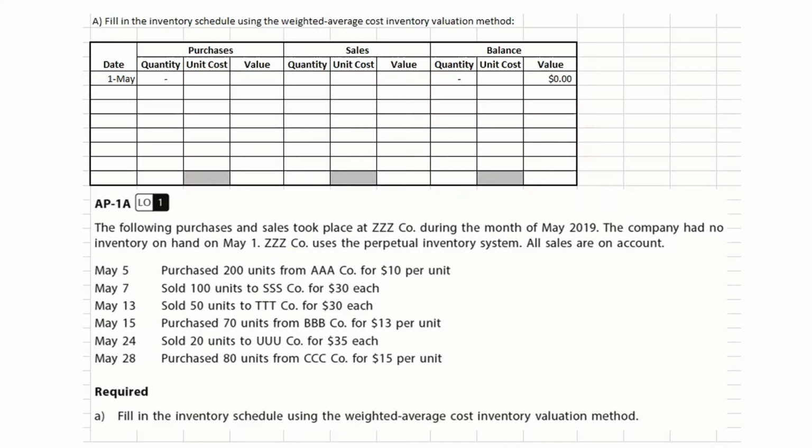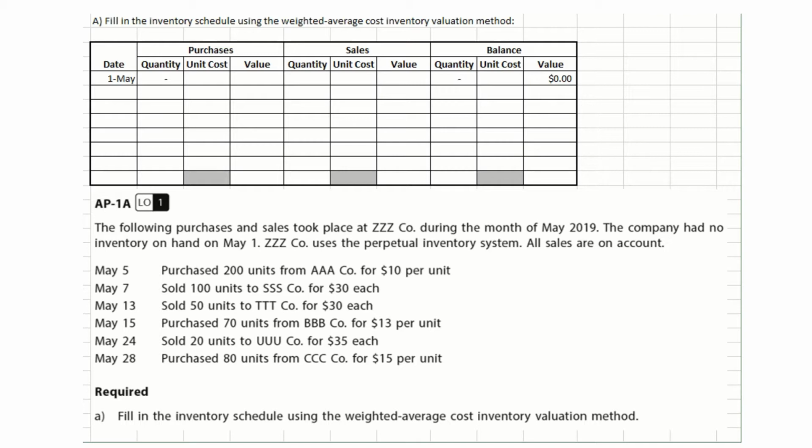All right, Chapter 8, Question 1A about inventory. For this question, we have a company, ZZZ, for the month of May 2019. They had no inventory on hand as of May 1st, and they used the perpetual inventory system. All sales are on account. So we've got a bunch of transactions, and we will look at them under three different scenarios.